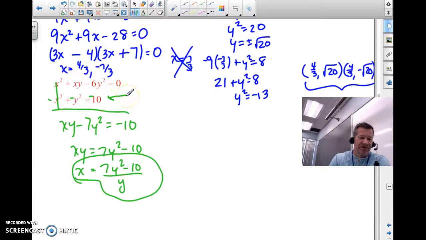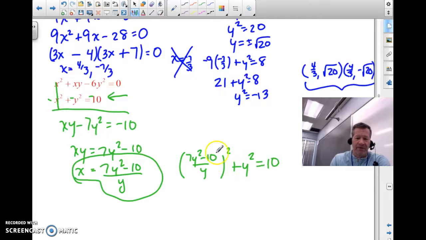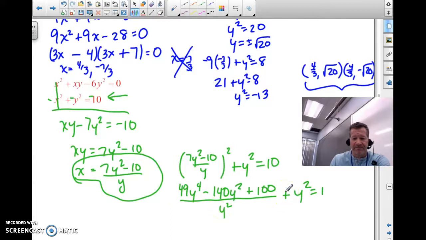Now this one looks a little bit easier to me. So x squared, so this whole thing, squared, plus y squared equals 10. Well, I'm going to have to square this. So the numerator is a binomial, so square the first term. That'd be 49y to the fourth. Remember, it's 7y squared minus 10 times another 7y squared minus 10. So you're going to get negative 70y squared doubled for the middle term. That's negative 140y squared. And then a negative 10 squared, which is 100. Don't forget to also square the denominator. That'll give you y squared. And then plus y squared equals 10.